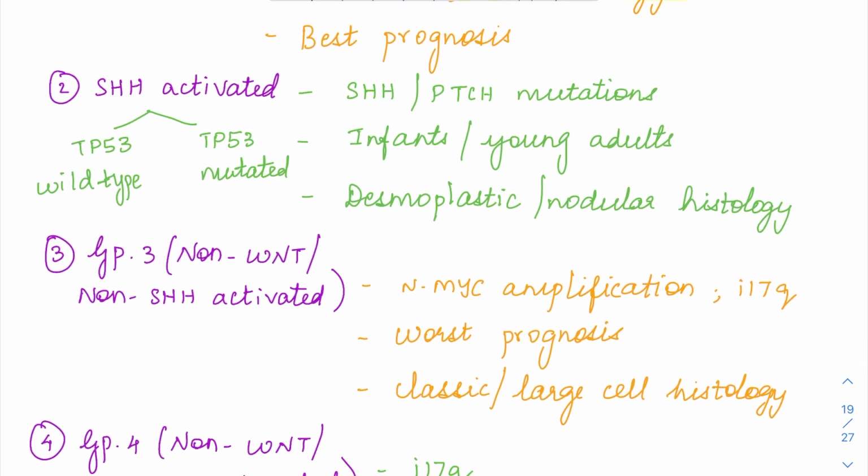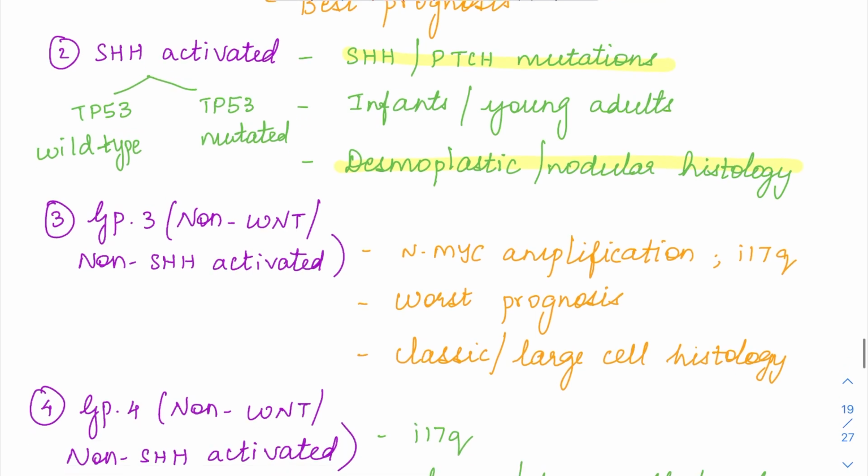Then the next classification will be sonic hedgehog activated. So SHH activated, herein the patched gene, PTCH gene, or the sonic hedgehog is mutated, and here it will usually be an infant, not a child. So an infant or a young adult is being affected, and the classical morphology you see here will be a desmoplastic nodular morphology. Here these primitive cells tend to form smaller nodules, and these appear nodular in pattern. So desmoplastic nodular pattern is seen in SHH activated.